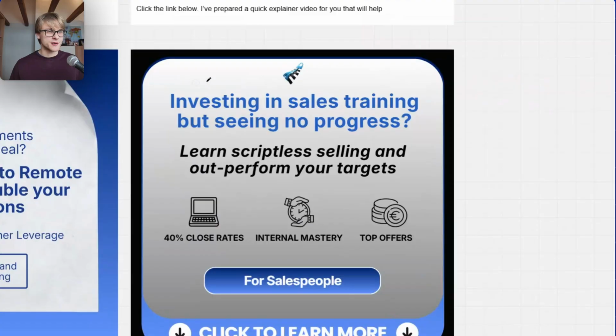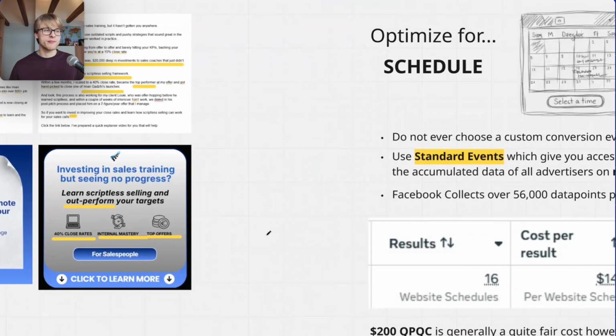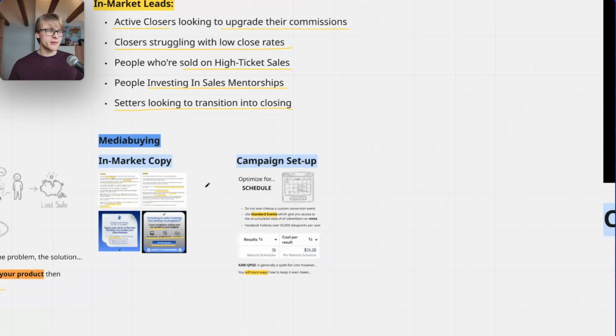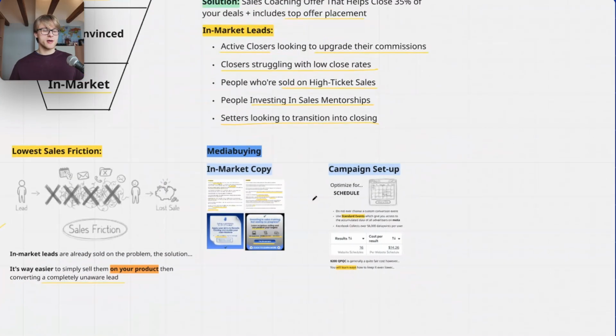Investing in sales training but seeing no process. Learn scriptless selling and outperform your targets. You could even say, and double your close rate. 30% close rates, internal mastery, top offers for salespeople. Okay, again, qualification over here, and no income claim, as you can see. Now, this is essentially our entire in-market copy.